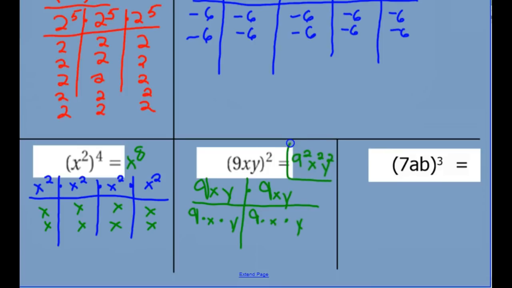Now this is an okay answer. We can write it like this, but the better way to write this is we can figure out what 9 squared is, which is 9 times 9, 81. So we can write 81, x squared, and y squared. So this here is our best answer. And just a side note, when you're writing variables, always write them in alphabetical order. So x comes before y.